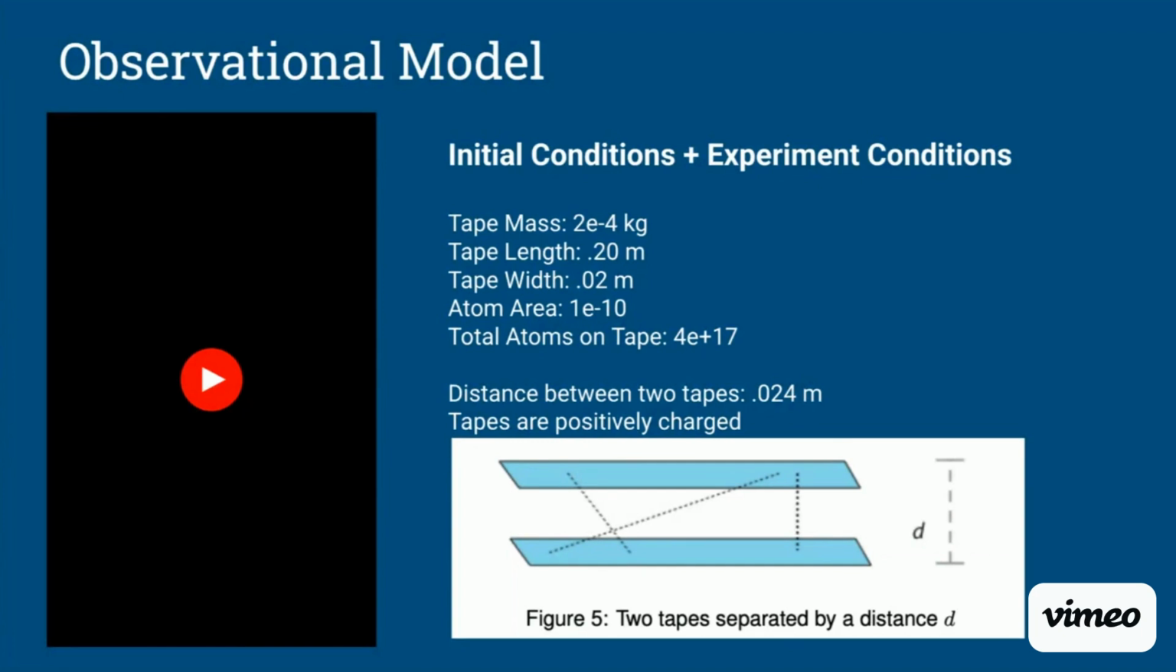Then we recorded some important information about the tape that we will need, and we learned that the tape mass is 2e negative 4, the tape length is 0.2 meters, the tape width is 0.02 meters, the atom area is 1e negative 10, and the total atoms on the tape is 4e plus 17. Then we set up the experiment where the tape floats, and we found that the distance between the tapes was 0.024 meters.